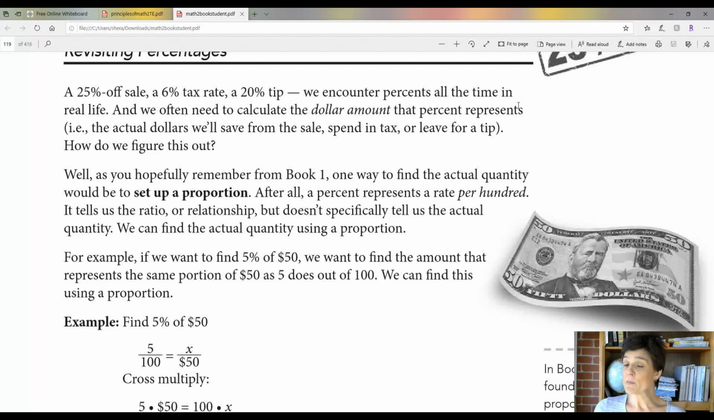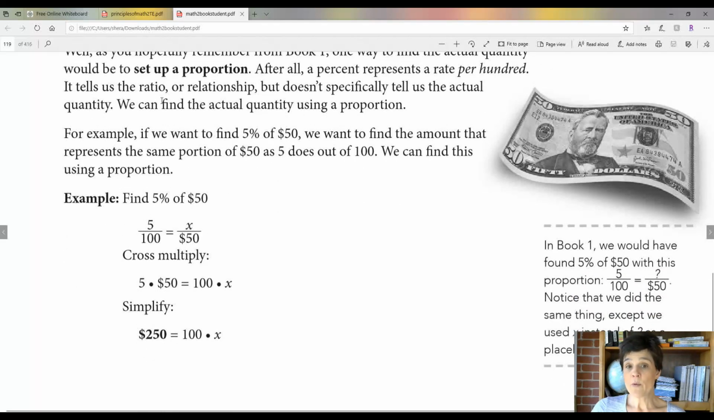As you hopefully remember from book 1, one way to find the actual quantity would be to set up a proportion. After all, a percent represents a rate per 100. It tells us the ratio or relationship. It doesn't specifically tell us the actual quantity. We can find the actual quantity using a proportion.